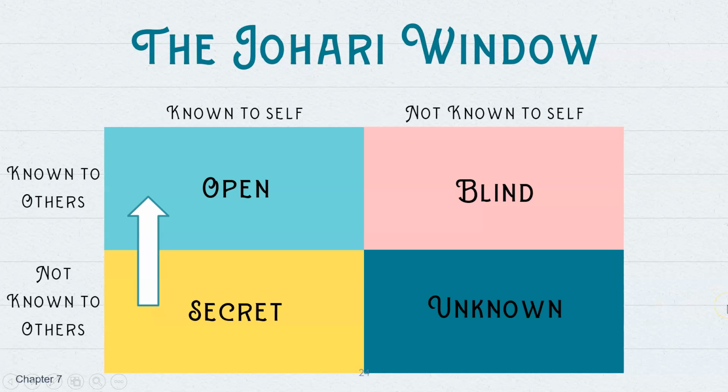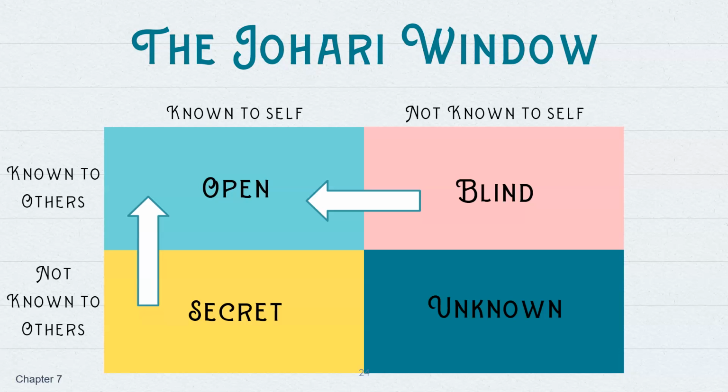The blind pane refers to information that you may not know, but someone else observes of you. So if you are giving a speech, for example, and you have a tendency to shift from left foot to right foot to left foot to right foot, you may not realize that. So you're blind to it. You don't know it, but someone shares it with you and says, hey, did you know that you do this? Well, that information then moves from the blind window to the open window.